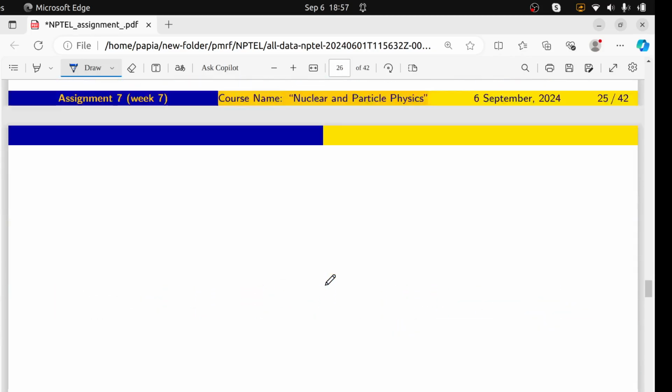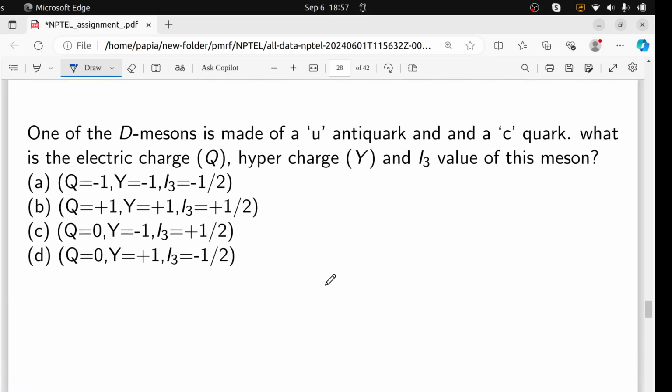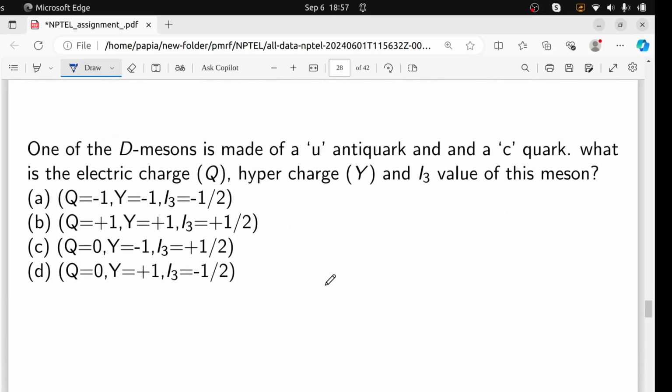Now we can tell, maybe in the next question I have, no I don't have in the next question, but okay, just see the next question. One of the D mesons is made of a U antiquark and a C quark. They are telling that U bar, antiquark of U, and C, that means charm quark. So D has the quark content U bar C. What is the electric charge, hypercharge and I3 value of this meson?